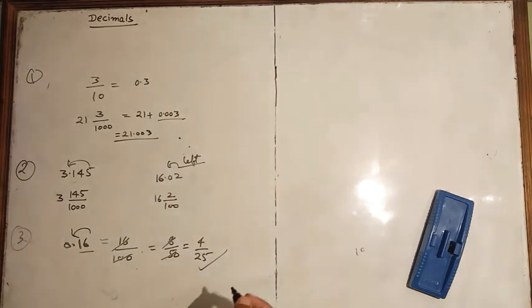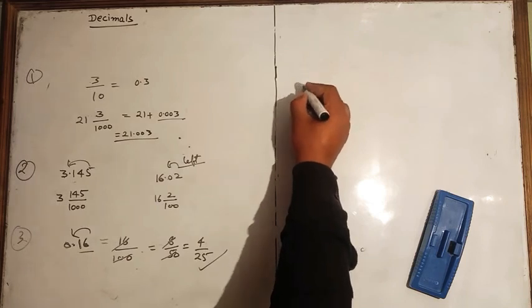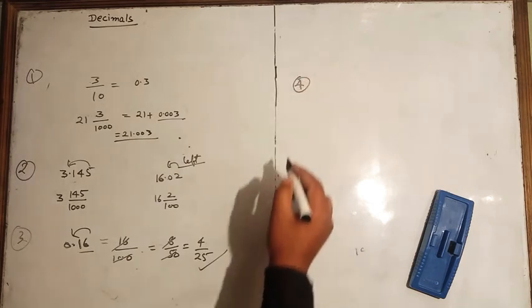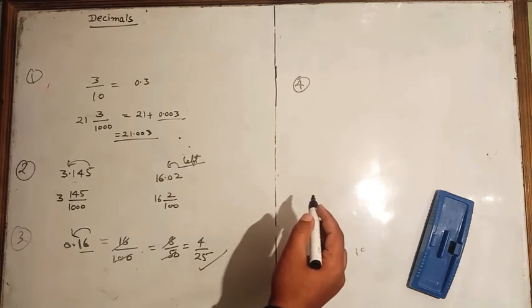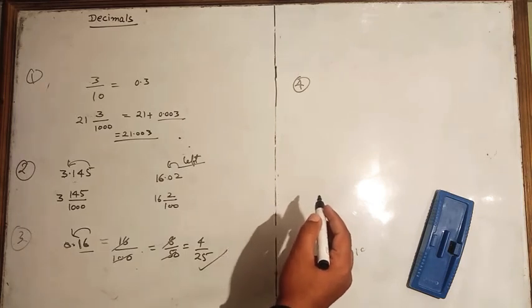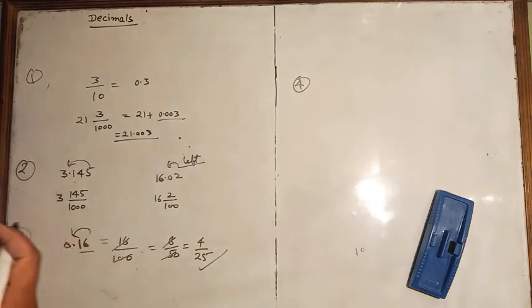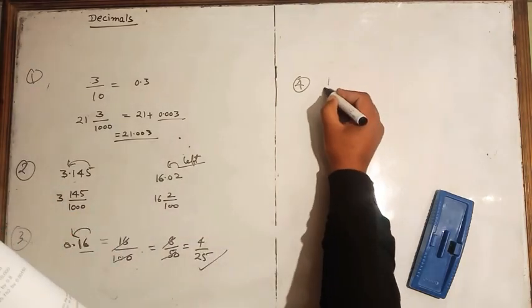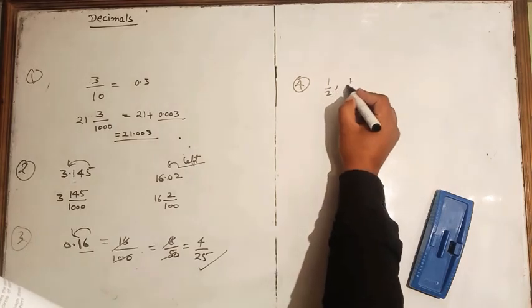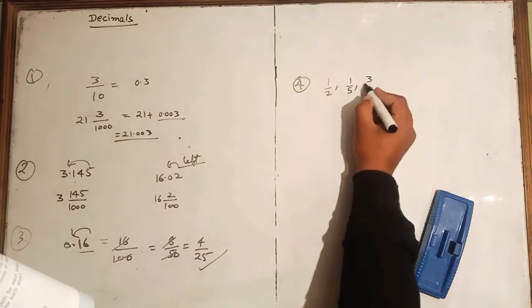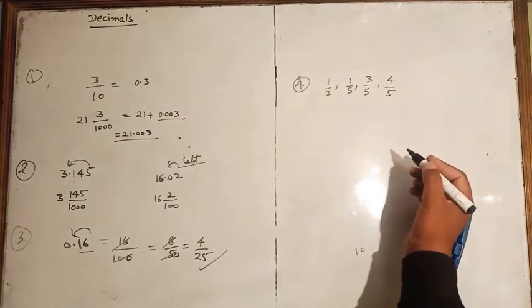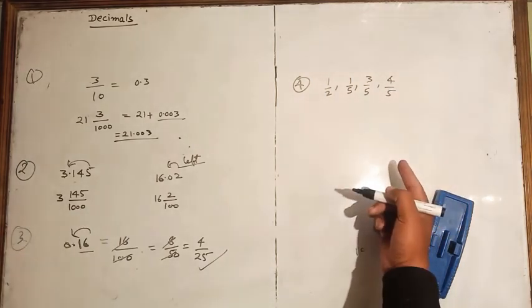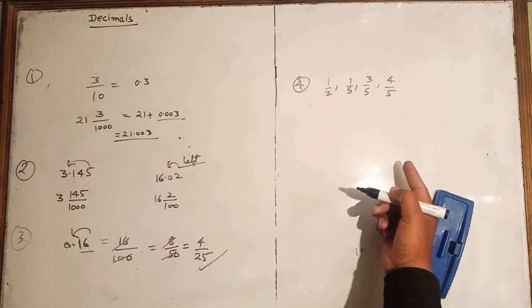Question number 4 it is. What is written here? Write the fractions with the denominator 10 and hence express these as a decimal. What you have to do in this? The fractions are 1 by 2, 1 by 5, 3 by 5 and 4 by 5. Write these fractions with the denominator 10 and hence express as a decimal.